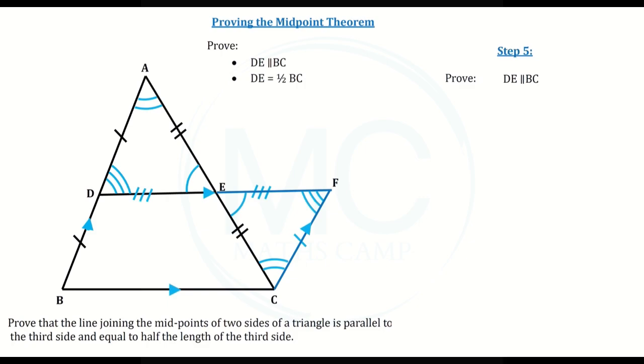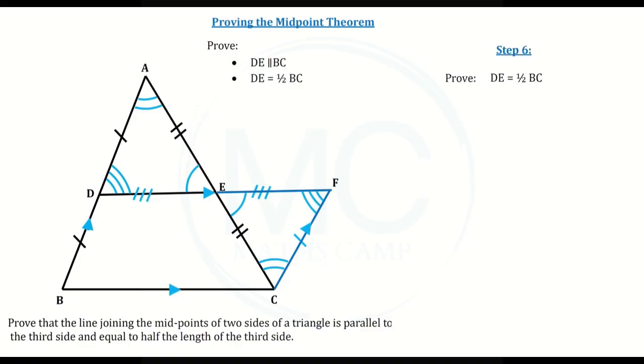Now we can prove that DE is parallel to BC. We know that DEF is a straight line because we drew it as one. So as our reason, we say construction. We also know that DF is parallel to BC because we've already proven this. If DF is parallel to BC and DEF is a straight line, we can now conclude that DE is parallel to BC. And finally, we can move on to step 6.